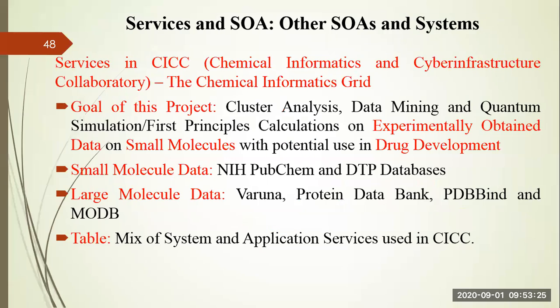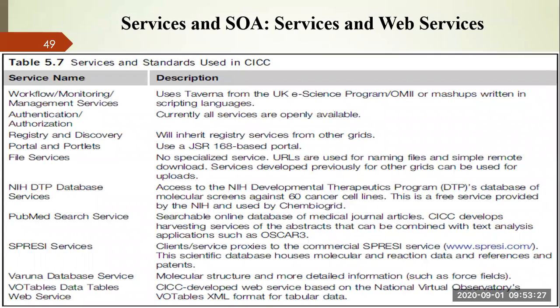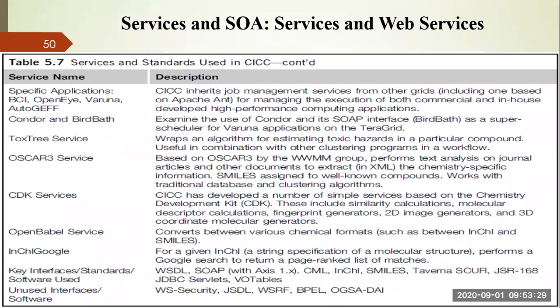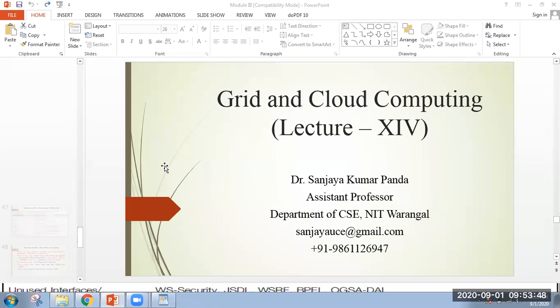So with respect to a particular service, you can go for different types of services, like Tox Tree services, CDK, and a lot more. So these many services are provided. If you are interested in these services, you can explore these particular areas. So these are some examples where service-oriented architecture is used. In the next class, we will discuss the rest of the service-oriented architecture.